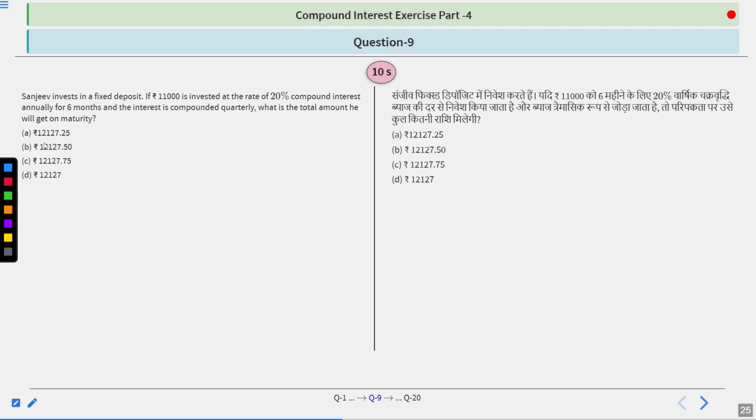Next, Sanjeev invests in a fixed deposit. If rupees 11,000 is invested at the rate of 20% compound interest annually for 6 months and the interest is compounded quarterly, what is the total amount he will get on maturity? And the options are option A rupees 12,127.25, option B is rupees 12,127.50, option C is rupees 12,127.75 and option D is rupees 12,127. These are the options.